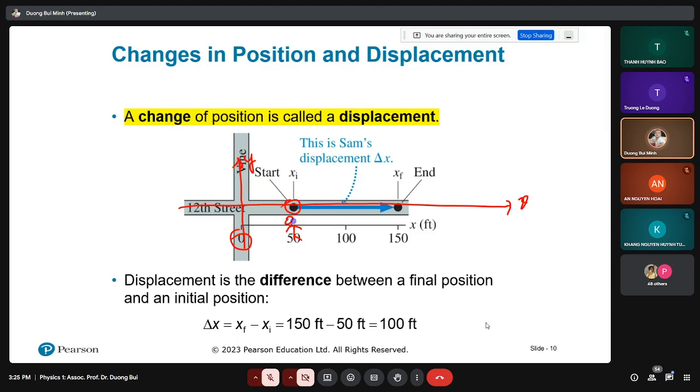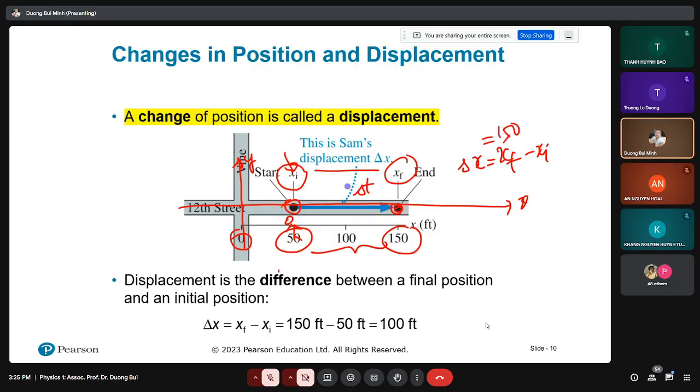How many feet from the origin? 50. And after some time delta t, you get to that point. That point means 150 feet from the origin. So what is the distance? The distance is displacement. The displacement is xf minus xi, where xi is the initial position and xf is the final. So xf is 150 and xi is 50, so you get 100 feet.